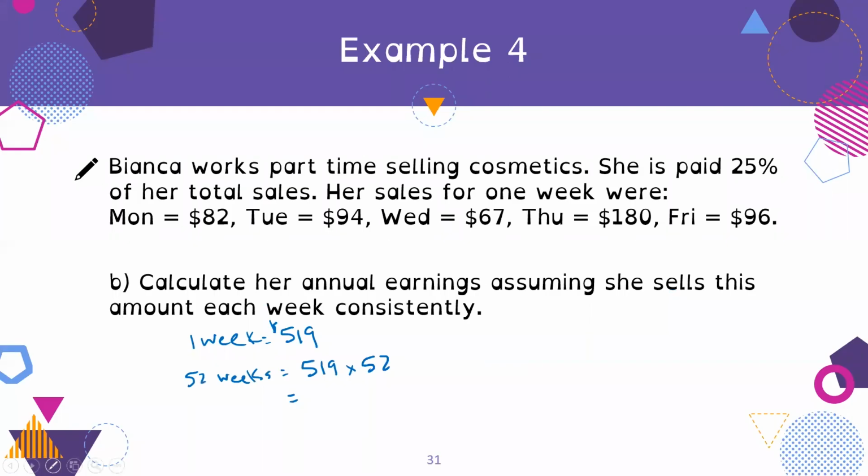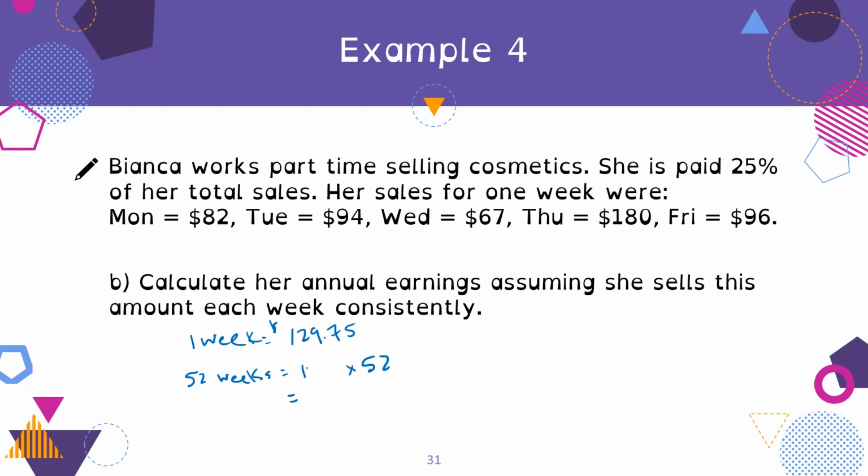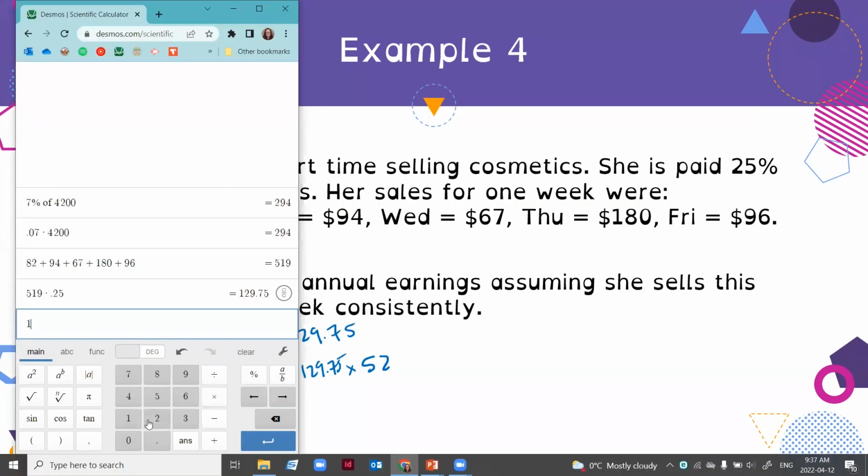So then to calculate her yearly earnings, we need to use the amount that she actually makes, not the amount that she sells. So for 1 week, she makes $129.75. So we multiply that by 52 to figure out how much she makes a year. So 129.75 times 52 is equal to $6,747.